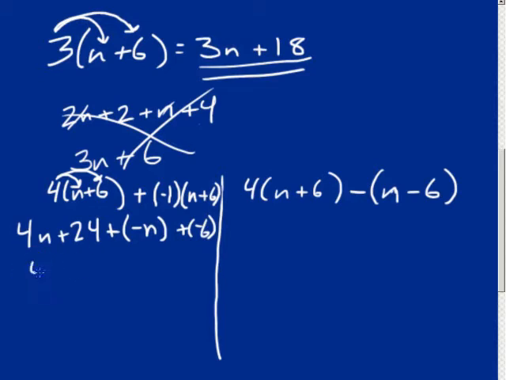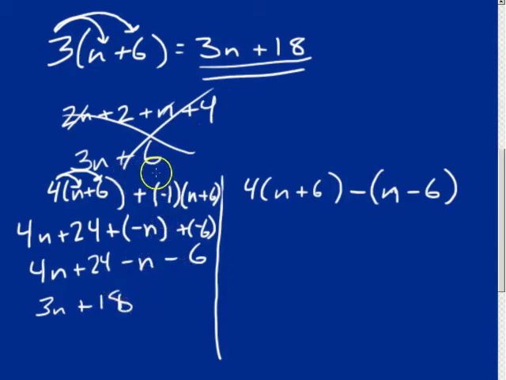Which could then be rewritten to 4n plus 24 minus n minus 6, which then we can combine our terms with similar variables. This is negative 1 plus 4n is 3n, and then 24 minus 6 equals 18. So there is our solution right there, and that one is true.